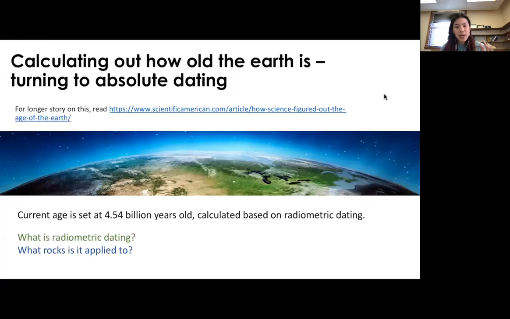So we know that the world right now is about 4.54 billion years old. We've calculated this based on a technique called radiometric dating, which relies on the radioactive decay of one element into another. So we'll go over quickly what radiometric dating is and what rocks it is applied to in order to figure out the age of the Earth.